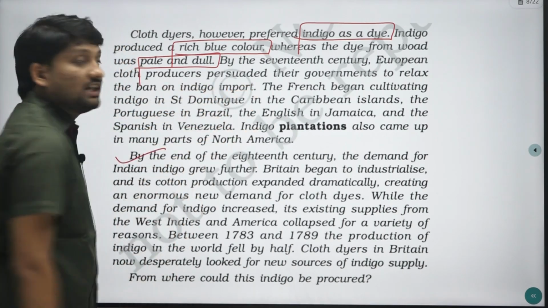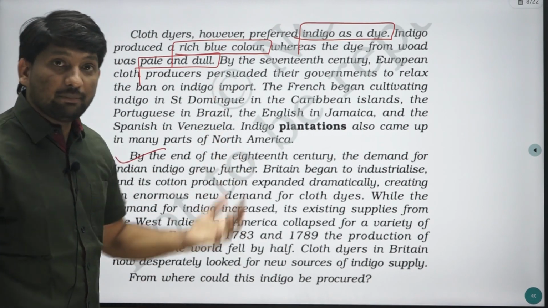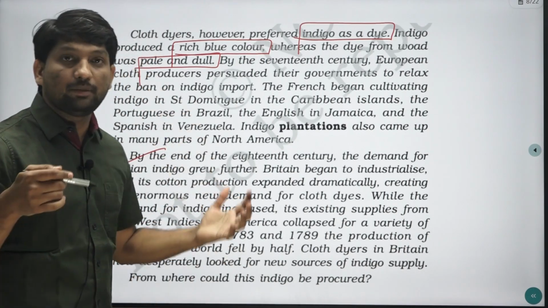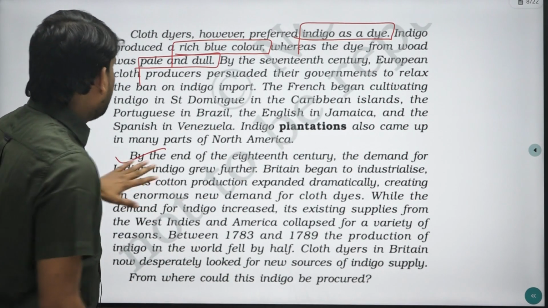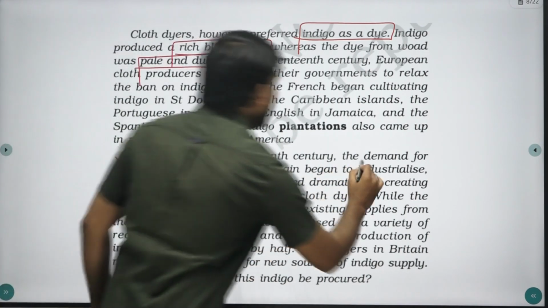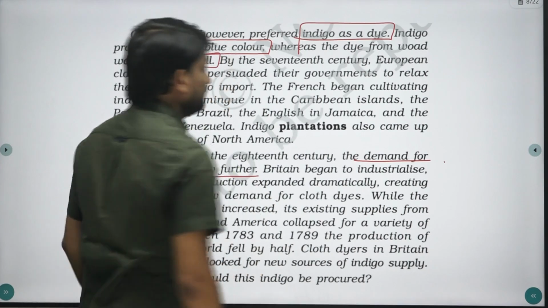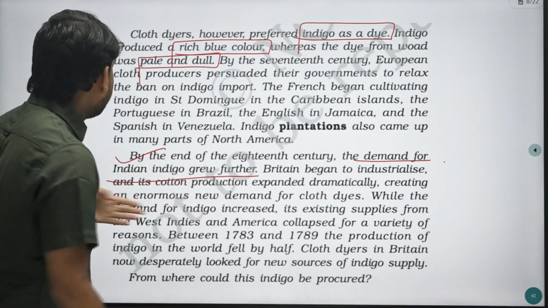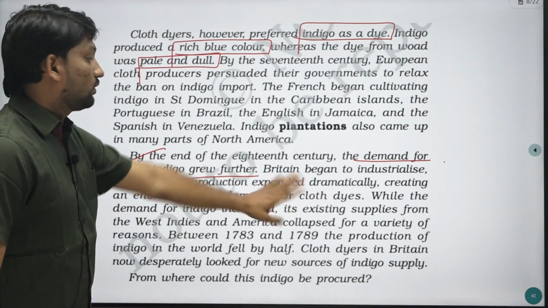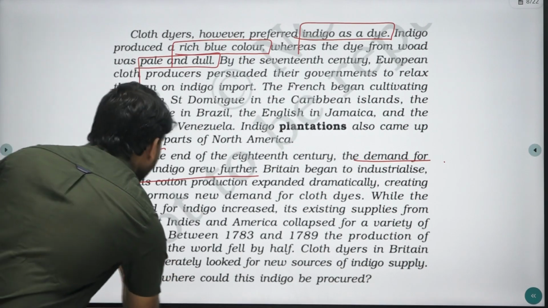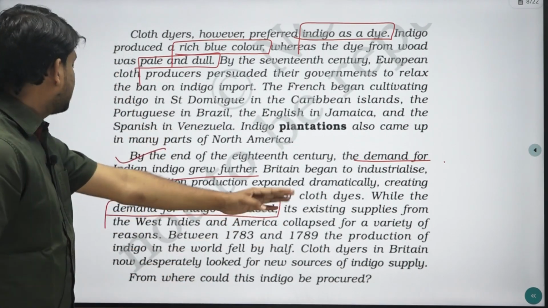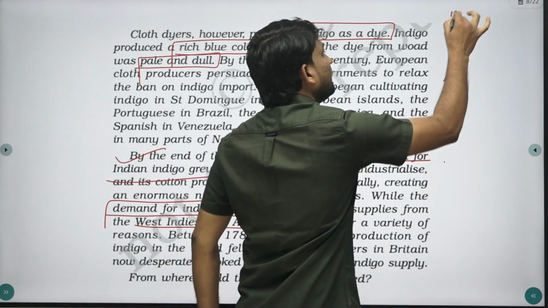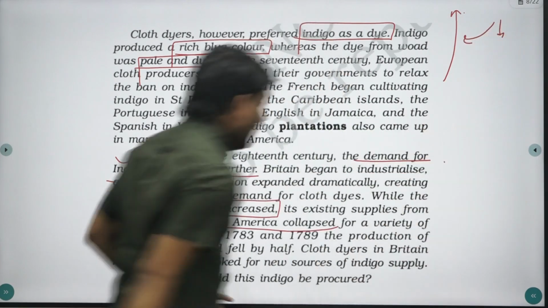By the end of the 18th century, when there was industrialization, the demand for indigo had already increased. At the same time, supply from North America and the Caribbean islands decreased. By the end of the 18th century, the demand for Indian indigo grew further. Britain began to industrialize and its cotton production expanded dramatically, creating an enormous new demand for cloth dyes. While the demand for indigo increased, its existing supply from the West Indies and America collapsed. There was an increase in demand, and at the same time a decrease in supply.